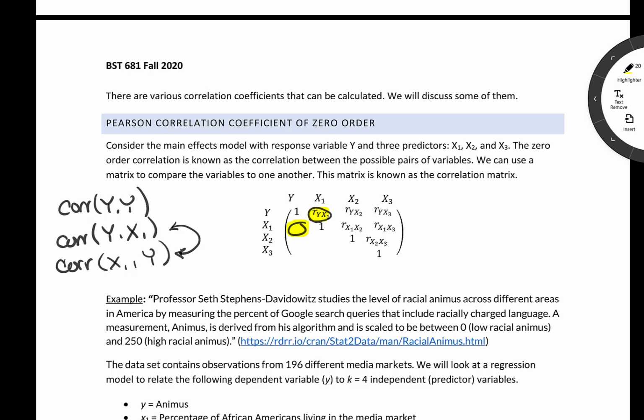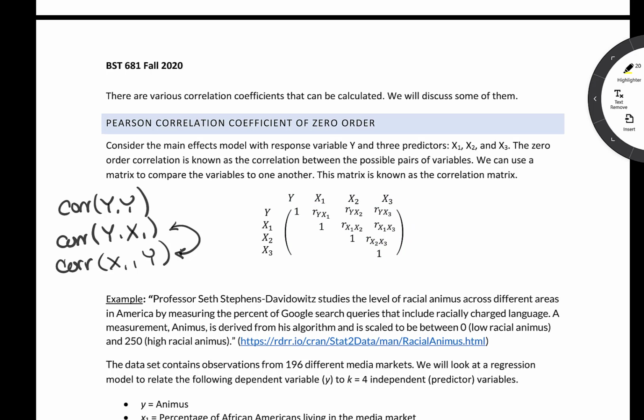So to make it easier to read, often in a correlation matrix, only the upper diagonal is given. Software will usually give you both diagonals, but in publications we'll often just include the upper one, again, because that makes it easier to read.